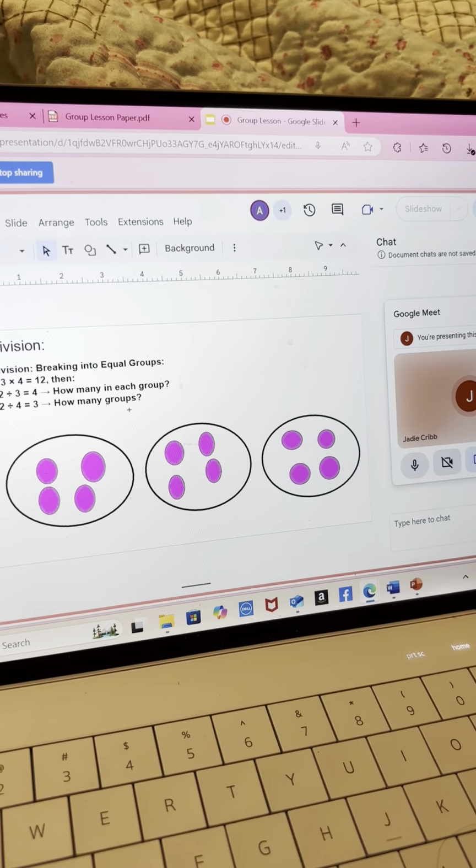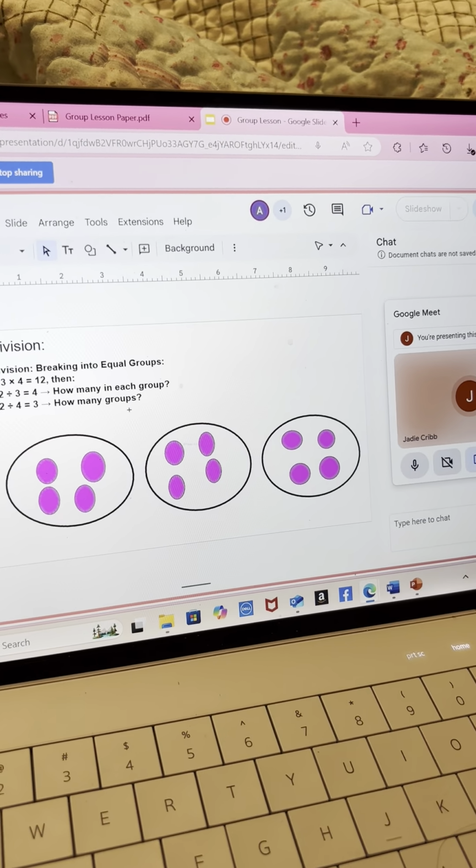Division is breaking into equal groups. So if you have 3 times 4 equals 12, then 12 divided by 3 equals 4 would be how many in each group? You would have 3 groups of how many? 4.